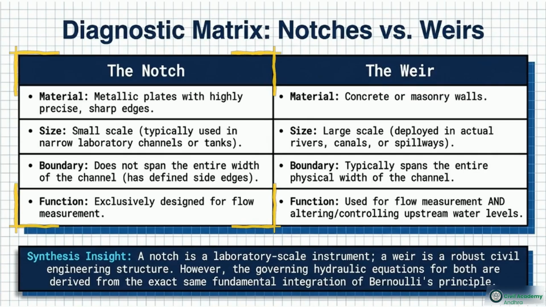A notch is a precision plate for laboratory tanks. A weir is a massive concrete structure in actual rivers. The synthesis insight shows that despite scale differences, governing equations for both derive from the same foundation, Bernoulli's principle.